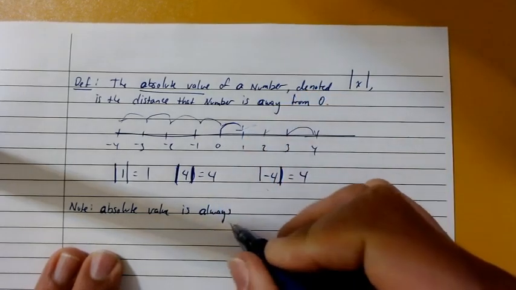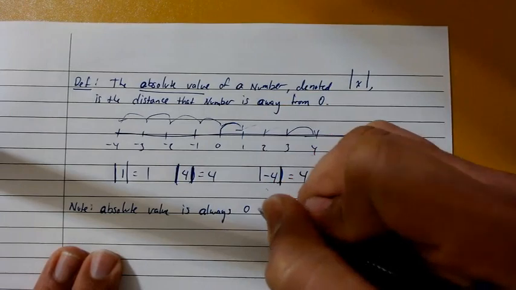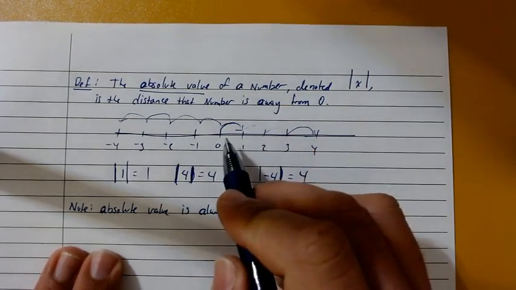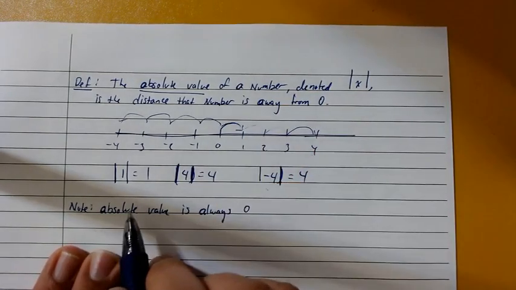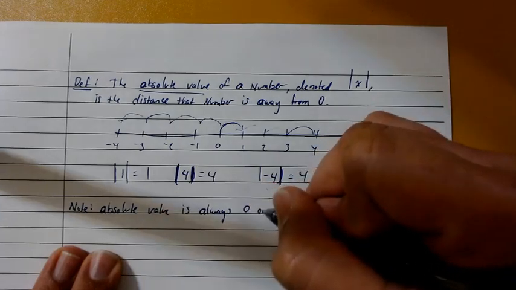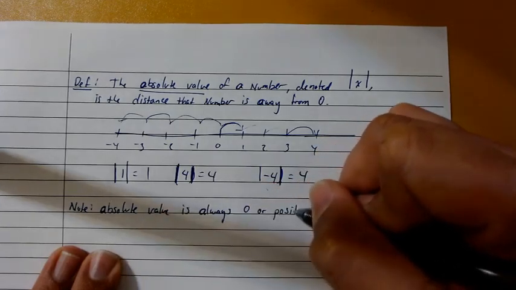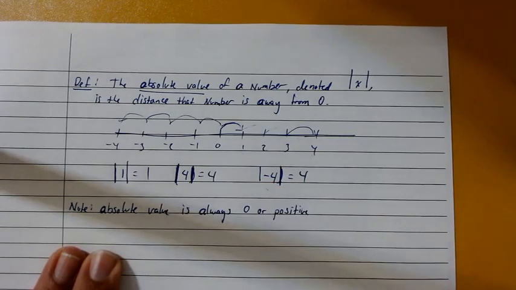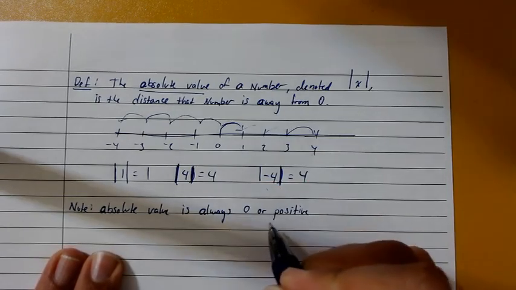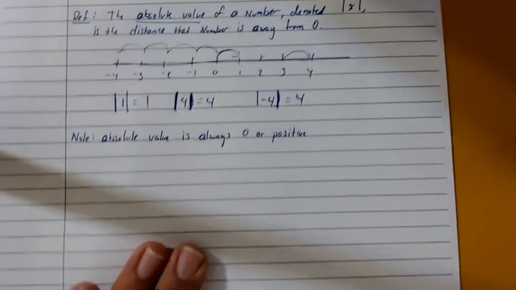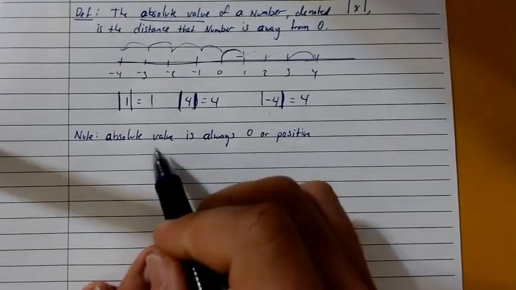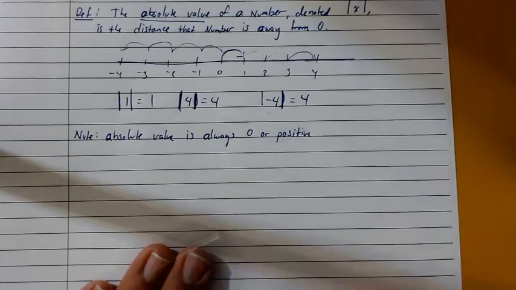Oh, I guess absolute value is always 0 or positive. 0 is not a positive number. It's not negative either. Absolute value is always 0 or positive. Oh, I guess I could have just said it's always a whole number, right? Because after all, whole numbers include 0 and all the positive numbers. The absolute value is always 0 or positive.